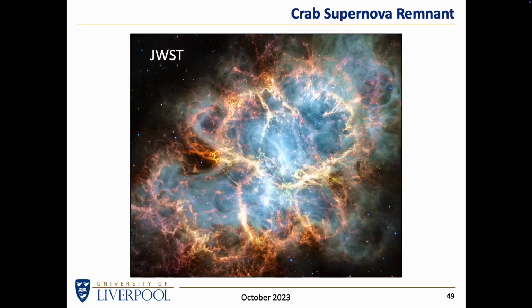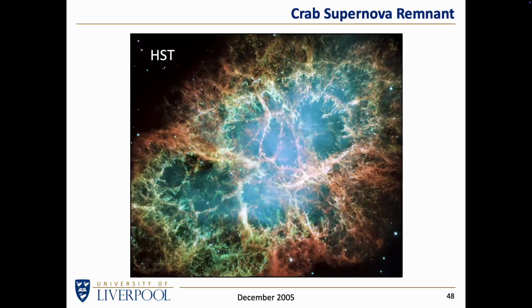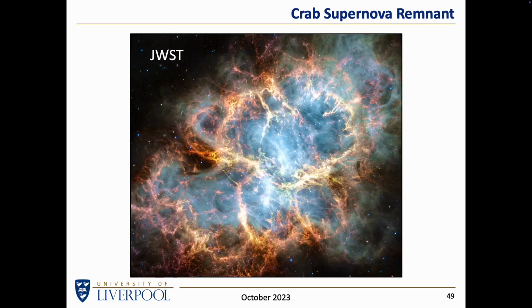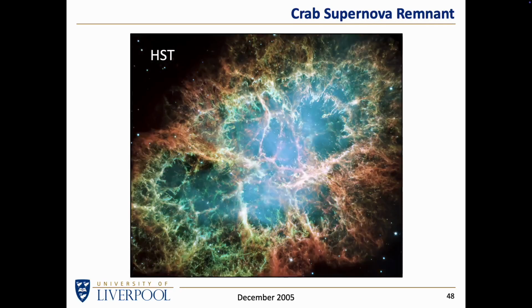I'll see if I can do this backwards and forwards. If you pick out one particular feature, like this feature over there, if I go backwards and forwards between the two, these are very carefully aligned, by the way. The stars are in the same place. If I go backwards and forwards, you can see that the nebula is actually slightly larger now than it was 20 years ago. So the nebula is a few percent bigger.